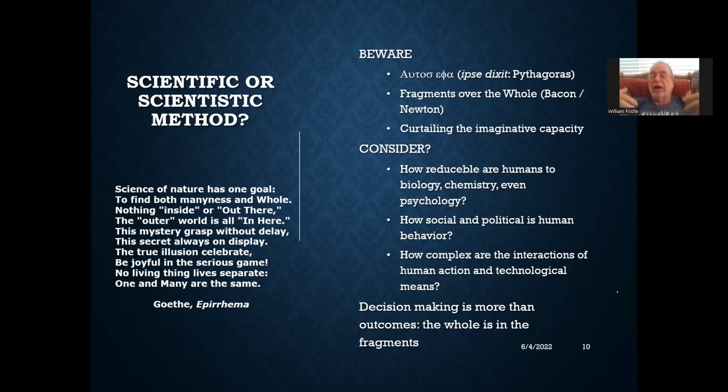That's the point. Fragments over the whole, Goethe over Bacon, Francis Bacon, that is, and certainly over Newton. They have radically different views. We're in the human sciences area, not in the physics area. Things don't always apply. Refraction of light is perceived. Yes, the sun is below the horizon, yet you see it rise. Oh my gosh. Okay, what are you going to do about that? Anyways, and beware curtailing the imaginative capacity as we go through this analysis.